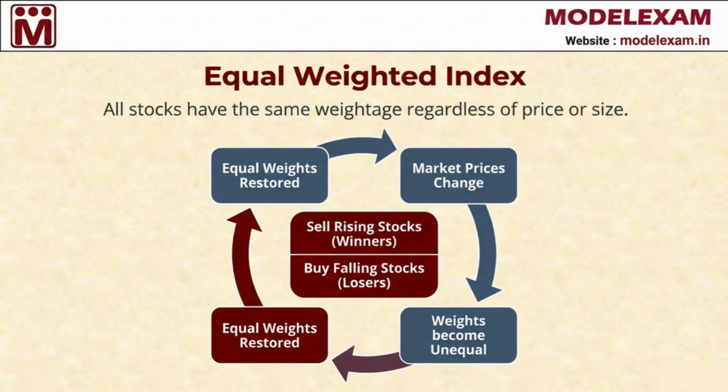Finally, we have the equal weighted index. As the name suggests, every stock in this index gets an equal vote, regardless of its price or its size. If you have 4 stocks, each one is given exactly 25% of the weight. To make this work, the index manager has to adjust the number of shares for each company so that the total value invested in each one is the same at the start.